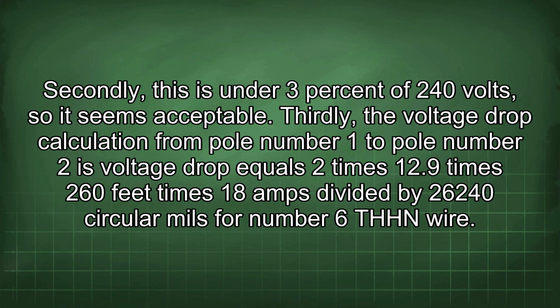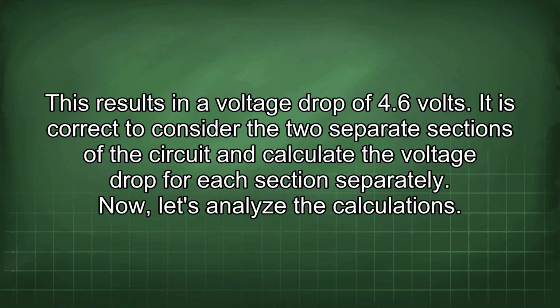Thirdly, the voltage drop calculation from pole number 1 to pole number 2 is voltage drop equals 2 times 12.9 times 260 feet times 18 amps divided by 26,240 circular mils for number 6 THHN wire. This results in a voltage drop of 4.6 volts. It is correct to consider the two separate sections of the circuit and calculate the voltage drop for each section separately. Now let's analyze the calculations.